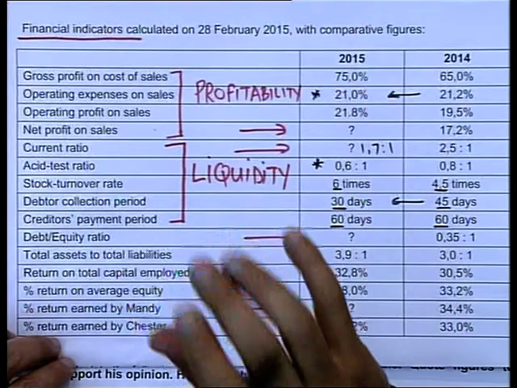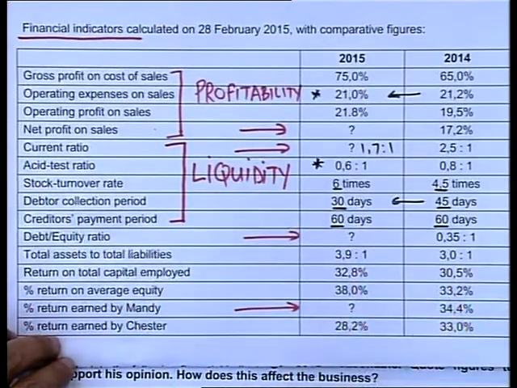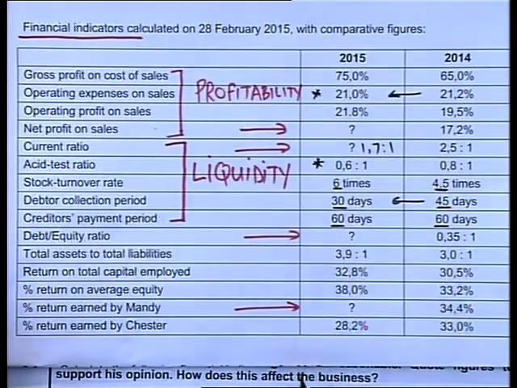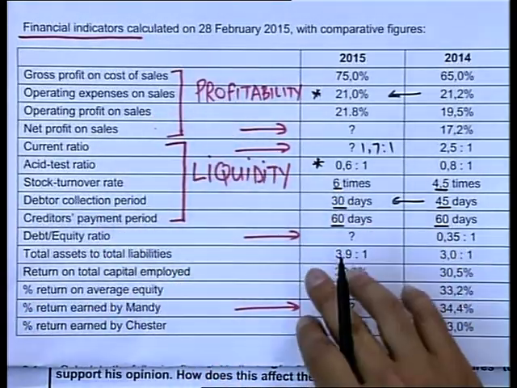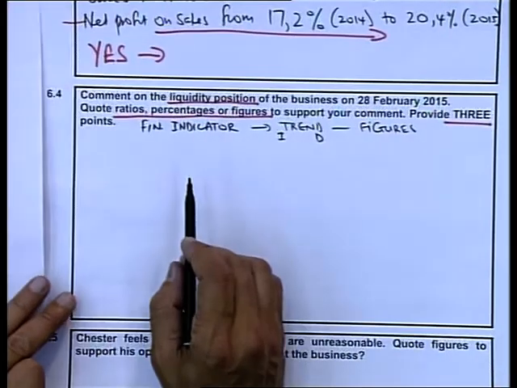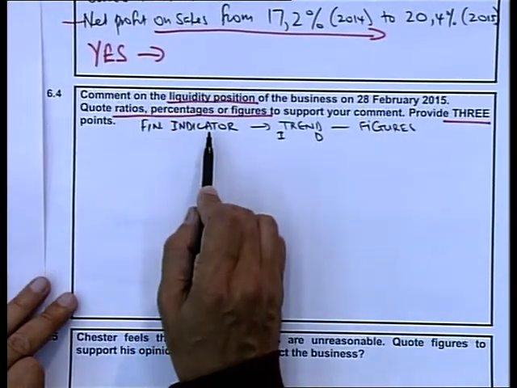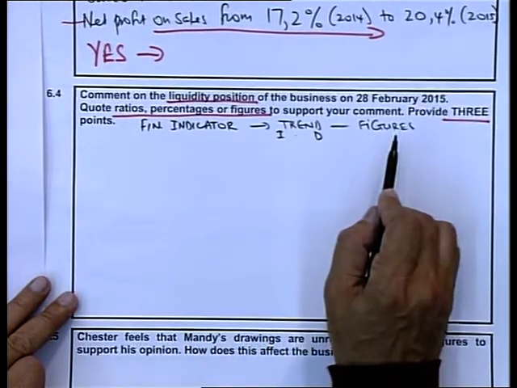So the number of days stock on hand is actually less, which is good. Then the stock won't be getting old in the warehouse. Then we have the asset test ratio, and then we have the current ratio. All you have to do is choose any three and comment. We start in this particular order, please: financial indicator, the trend, and then the figure.